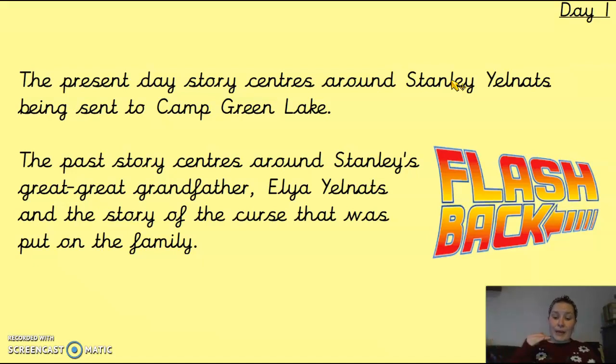But running through that, we dip back into this past story. And the past story centres around Stanley's great-great-grandfather and the story of this curse that was put on the family. So we know from the beginning of the book that Stanley says he's always been very unlucky, his family are very unlucky, and it's all to do with this curse put on his great-great-grandfather.